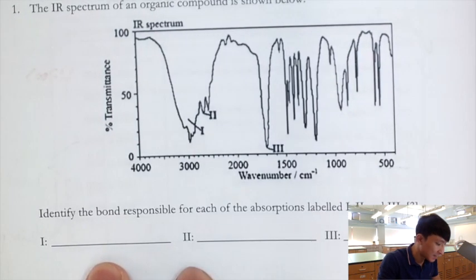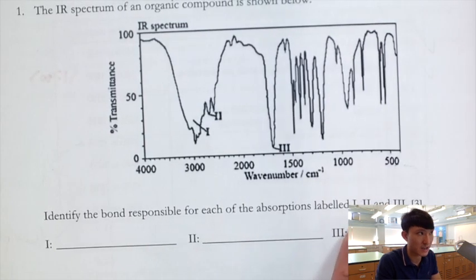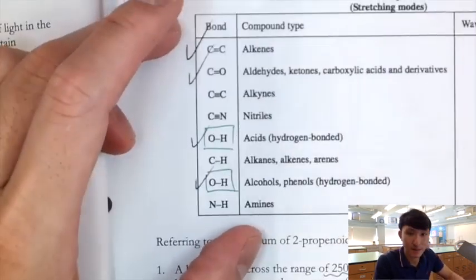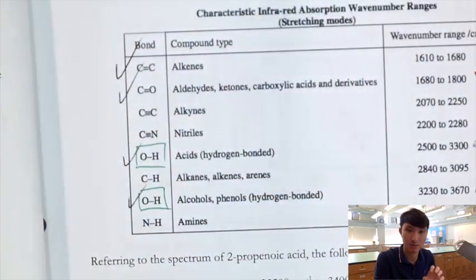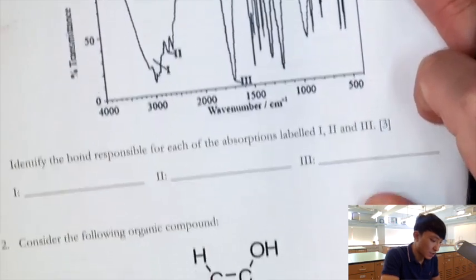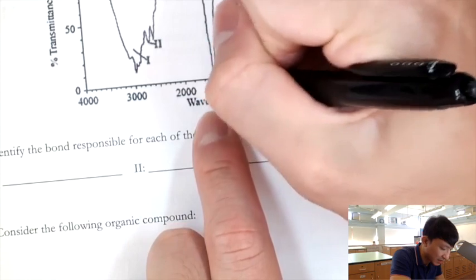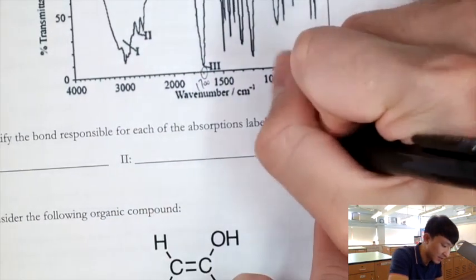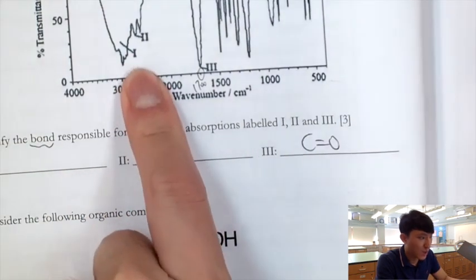So this one: identify the bond responsible for each absorption. Label 1, 2, 3. You can always refer back to this table, because this one should be given in DSE. You are not required to memorize all these numbers. So let's do something easier. Number 3 here, you see, it is actually 1,700. So 1,700 corresponds to the C=O double bond. Just put down the bond, right? Identify the bond.